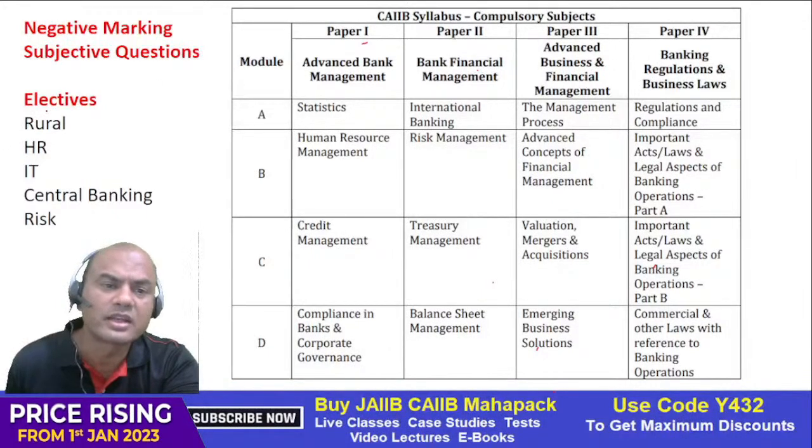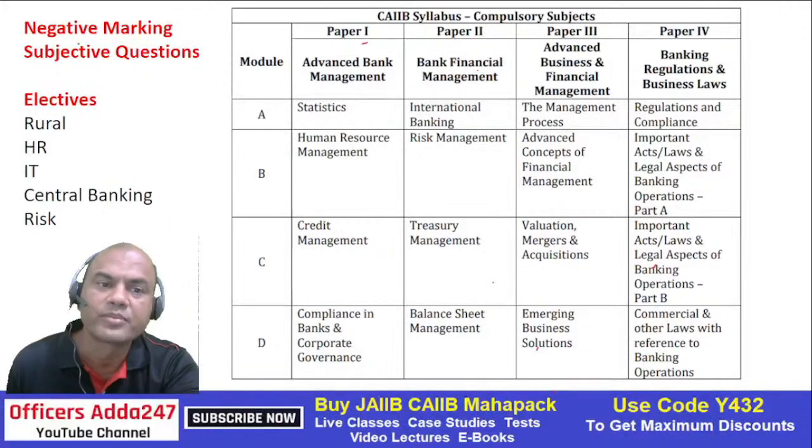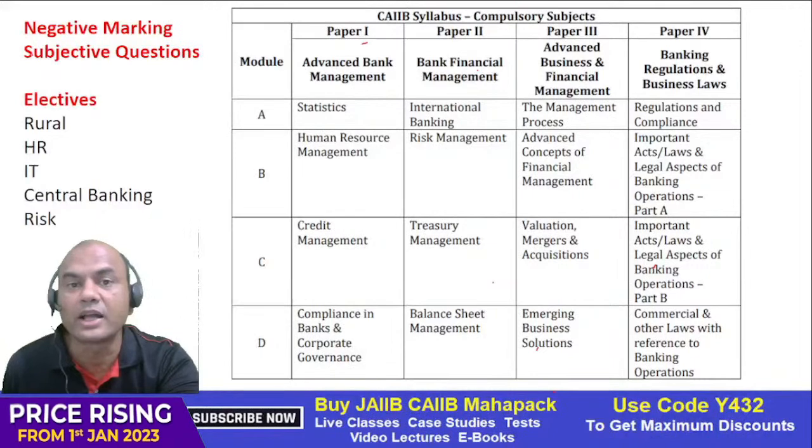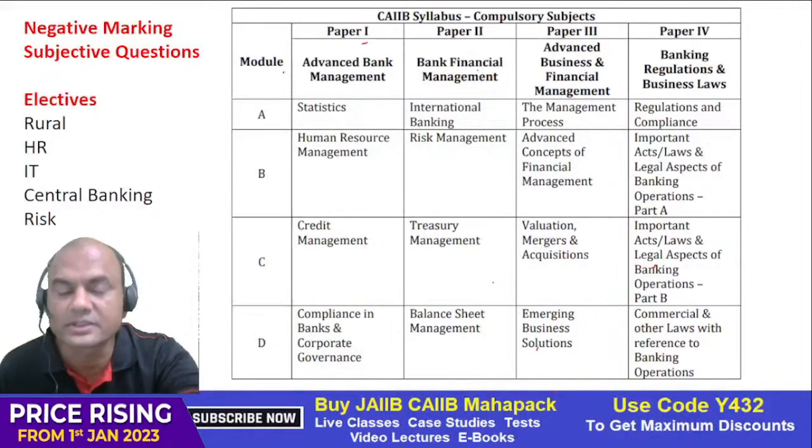Electives also. There is no retail elective. You had it earlier, but now there is no retail elective. The electives are Rural, HR, IT, Central Banking and Risk. Negative marking is there. Subjective questions are there, which means you will have to answer some questions. You will have to solve the case studies.